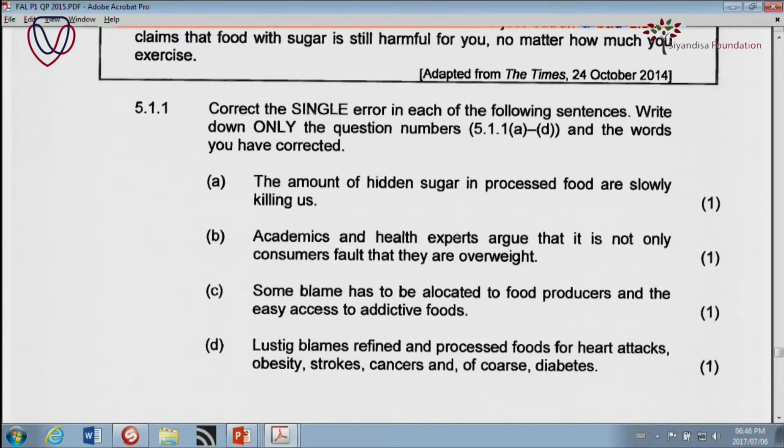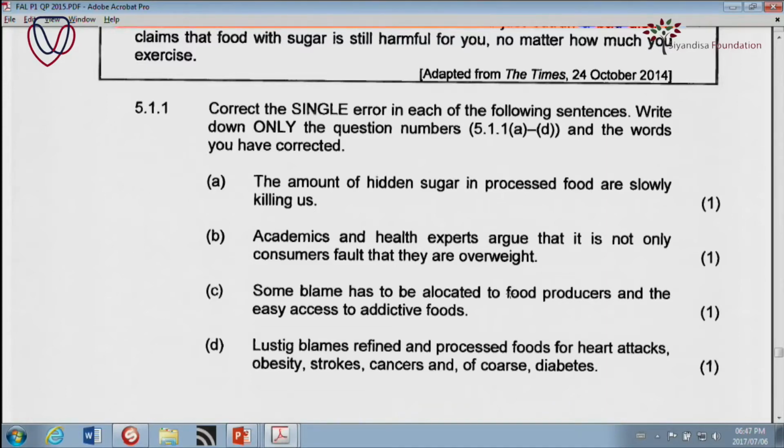Academics and health experts argue that it is not only consumers' fault that they are overweight. Now, that one's fairly confusing to me. Obviously, you've got to have some sort of apostrophe there. I would actually include also, it is not only the consumer's fault that they are overweight. But anyway, the sentence is still technically correct without that. But there, you're going to need a plural possessive apostrophe. And we'll look at the memorandum immediately after this.